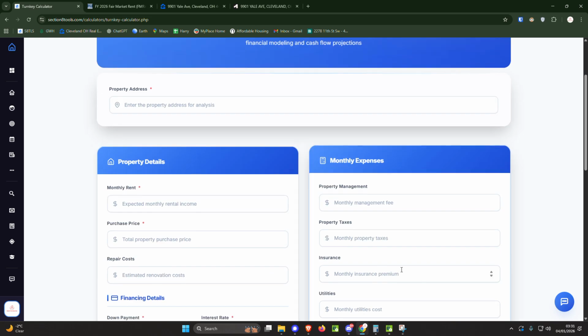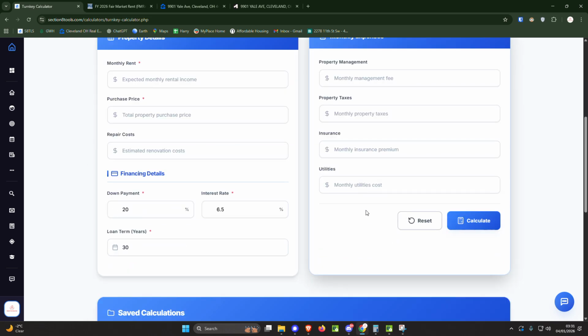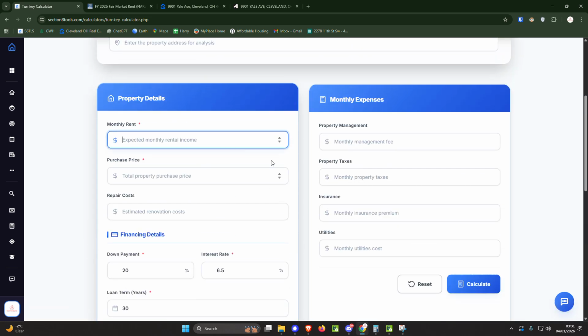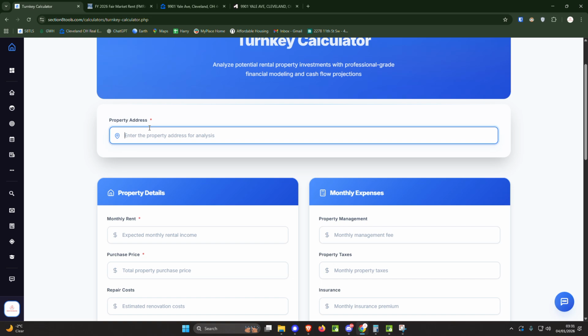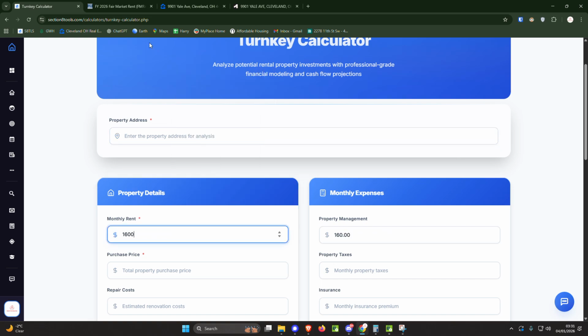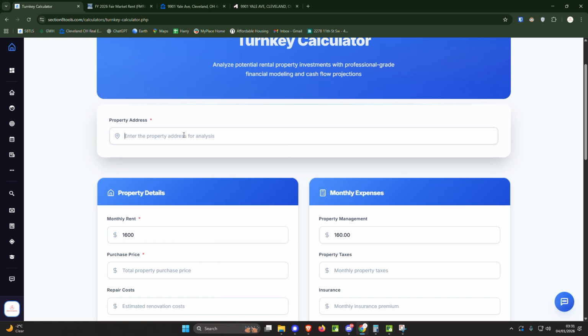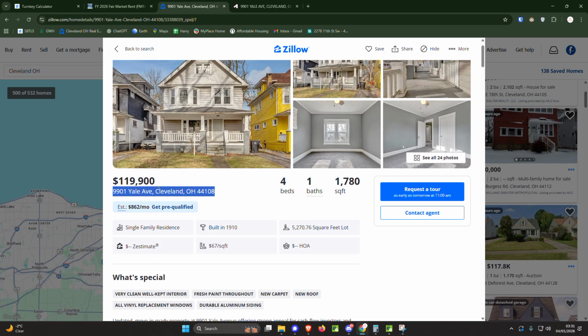now we're going to go onto the turnkey calculator. You can probably do this with any ROI calculator for real estate. You can just Google one or something like that. Let's copy the address in here. Purchase price was, here we go.